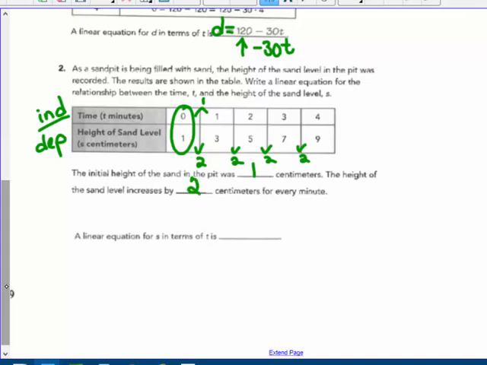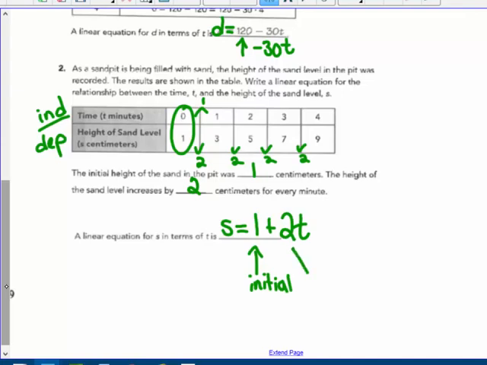The equation would be S for sand equals, the height of the sand is equal to the initial 1 centimeter plus 2 centimeters for every minute. 2 times the t, 2 times minutes. So here's my initial.